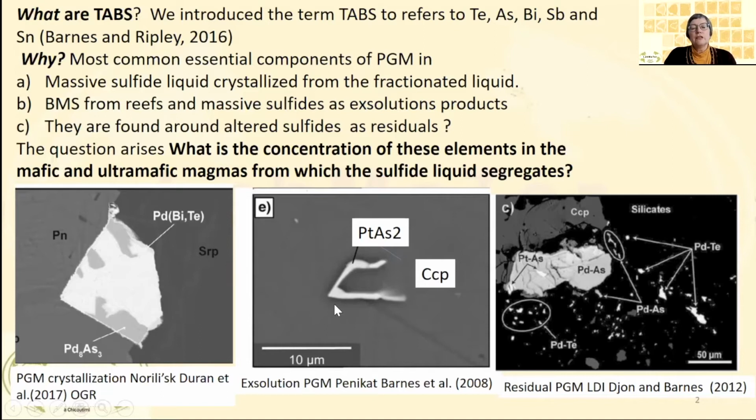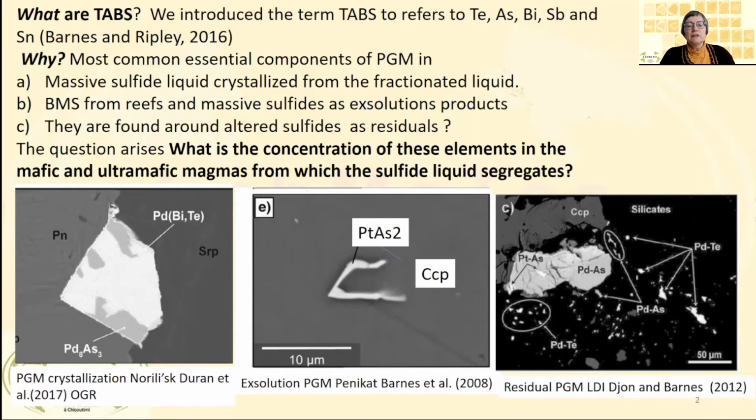We also see them as exsolutions, platinum exsolution. Here's a spherulite exsolution in chalcopyrite in both reefs and massive sulfides. And then we also see these platinum group minerals frequently around altered sulfides. So we interpret them as residual, that sulfur is mainly dissolved, and we're left with the PGMs fixed by these TeAsBiSb.